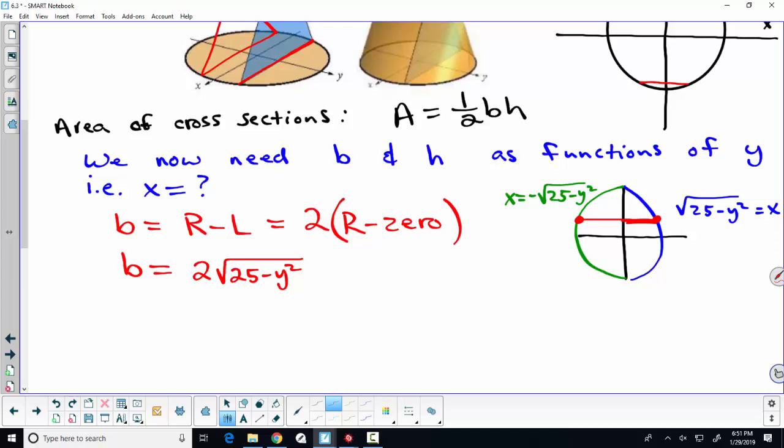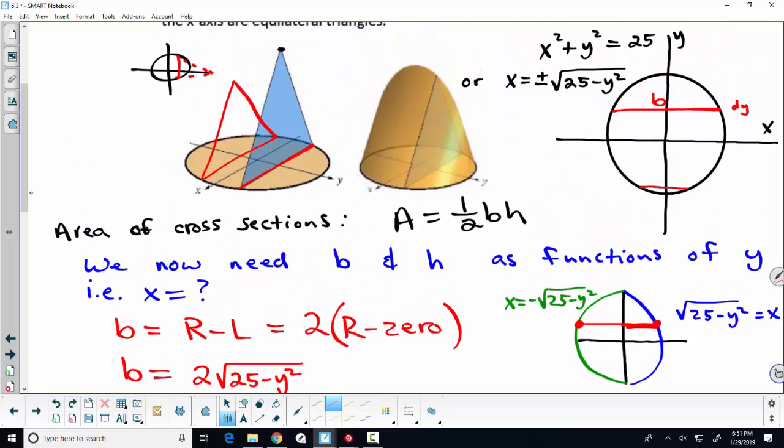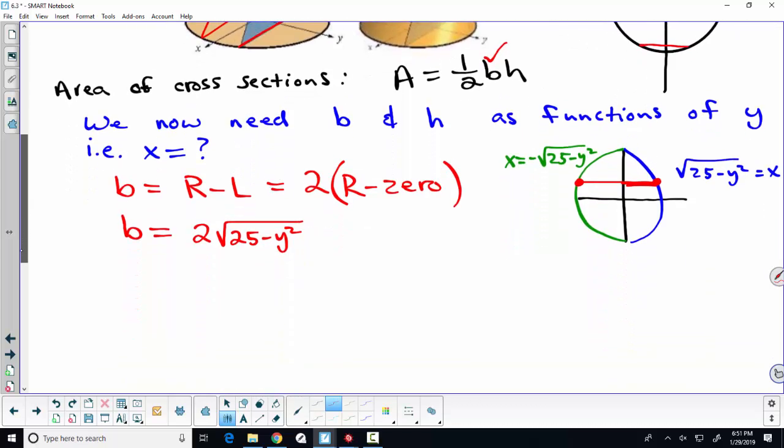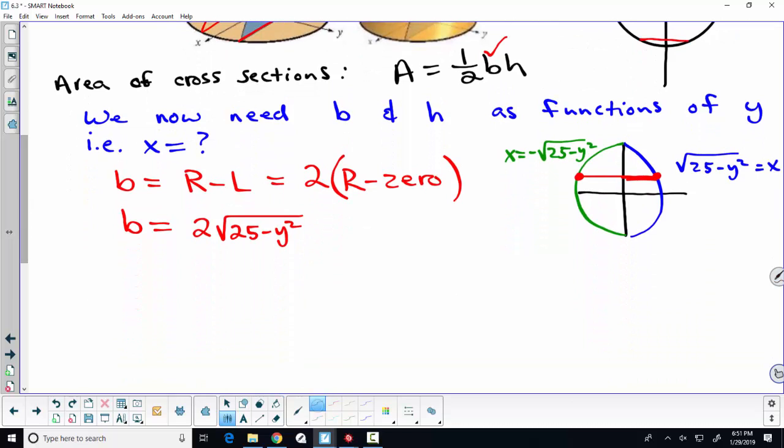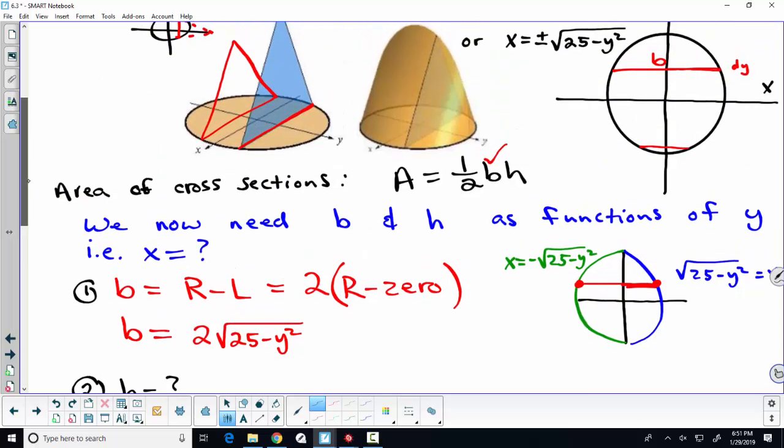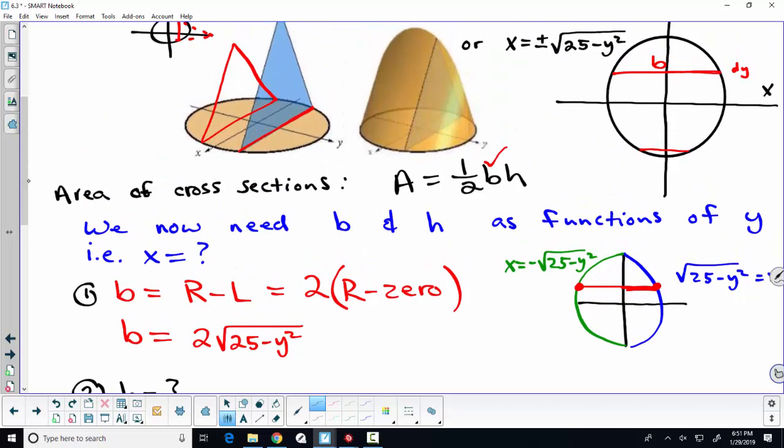So there's the base in terms of y. So we've got that accounted for. Now we just need h as a function of y. So how can we get h as a function of y? So the height is coming out at us. So the equilateral triangle's apex is out here somewhere. So how do we measure that height?